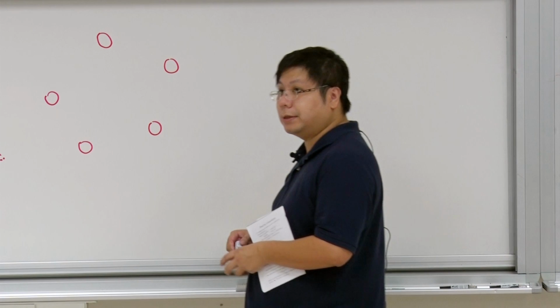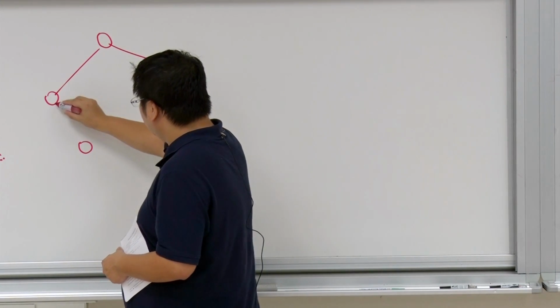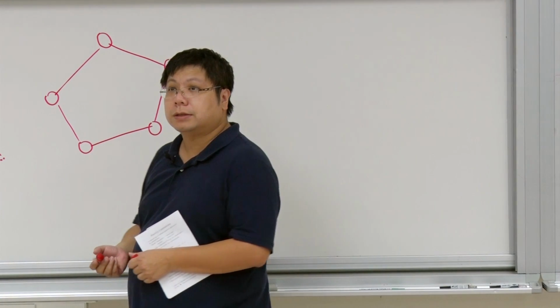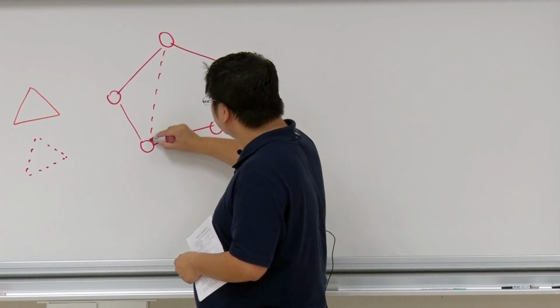Yes, for 5 vertices, yes. This is one example. So this is solid, is that okay? And then all the remaining are dotted.